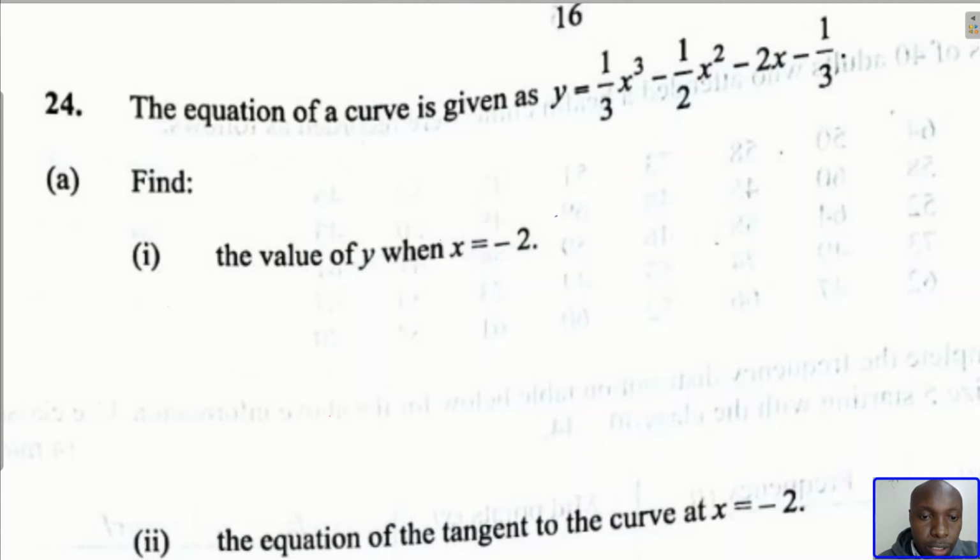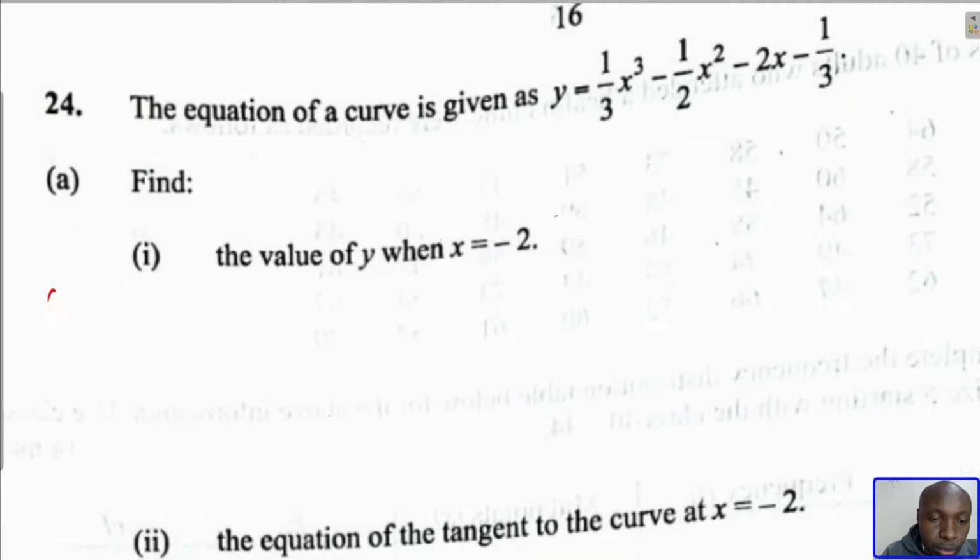The question reads: the equation of a curve is given as y equals a third x cubed, subtract a half x squared, minus 2x, minus a third. A. Find, part 1, the value of y when x is equal to negative 2. So to find the value of y when x is equal to negative 2, we shall simply substitute this value of x in this function.